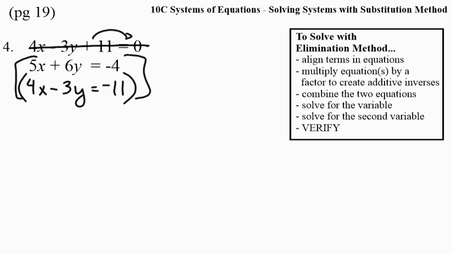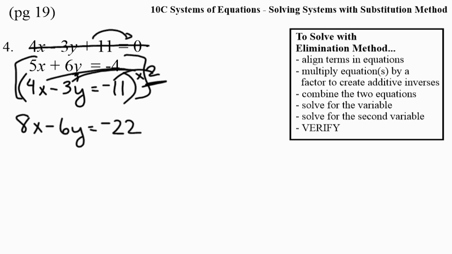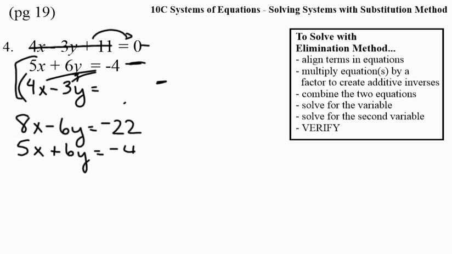Hopefully you saw that this bottom one, if I multiply it by 2, the 2 and the negative 3y will give us a negative 6y, which will cancel with the 6y. So multiply everything by 2. 8x minus 6y equals negative 22. I need to keep that initial equation here. So that's 5x plus 6y equals negative 4. So I changed the second one by multiplying by 2, but this equation just stays as is.